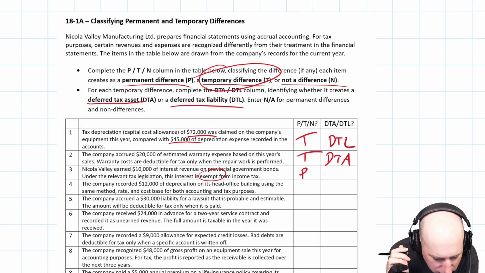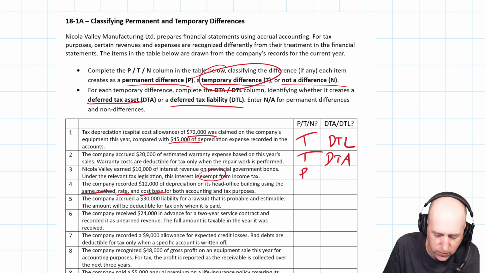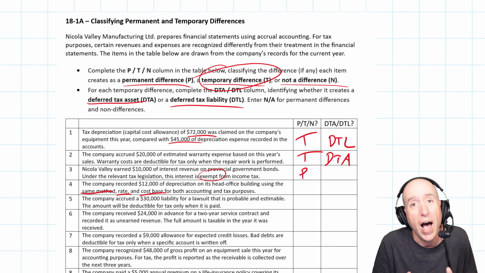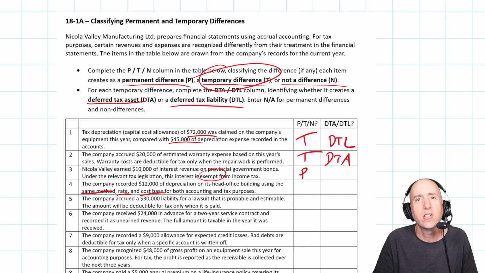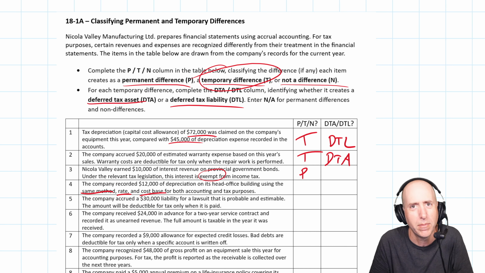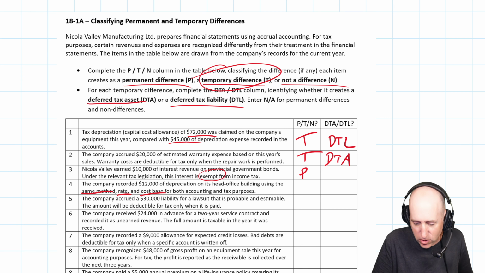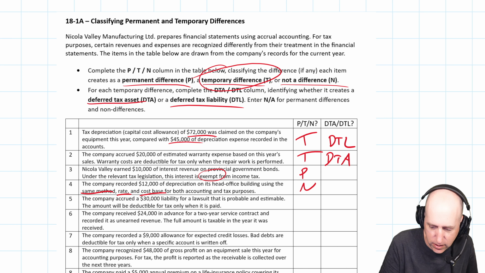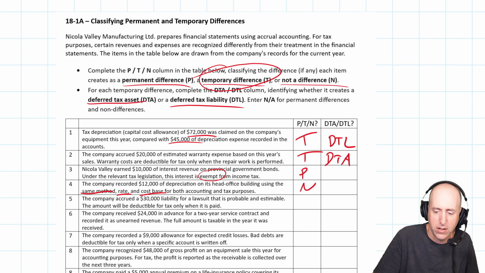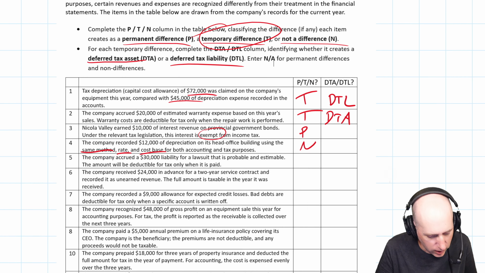The company recorded $12,000 of depreciation on its head office building using the same method, rate, and cost base for accounting and tax purposes. Well, I actually had a client that did this. They just said, I don't like my accounting and my tax depreciation mismatching. I'm just going to use the same method for both. If that's the case, there's no difference, right? So not a difference at all, right? They're the same. So no difference and therefore no deferred tax asset or liability.